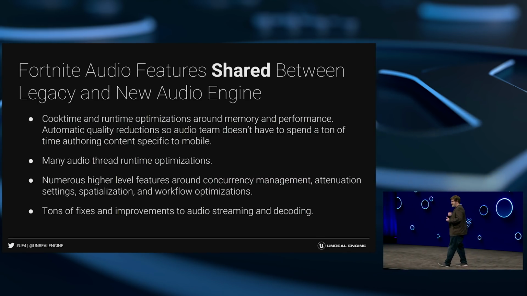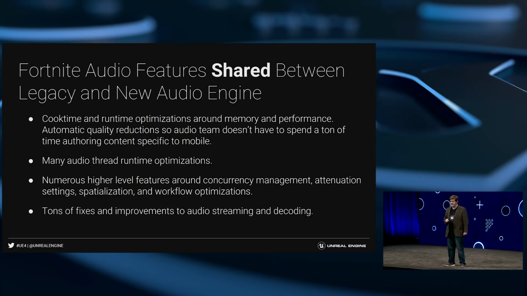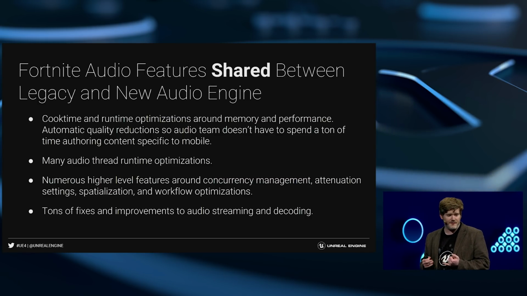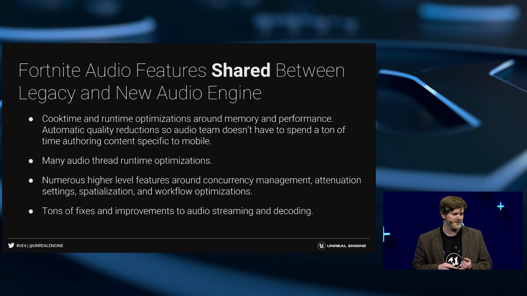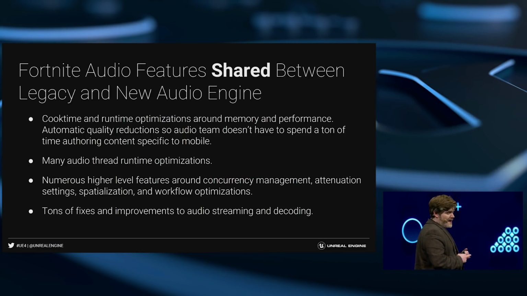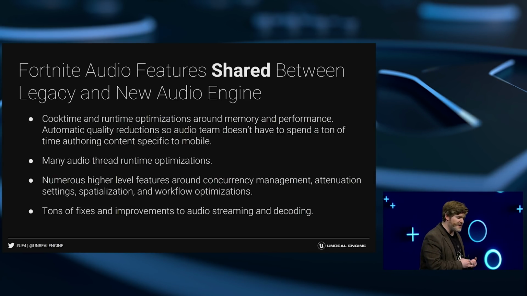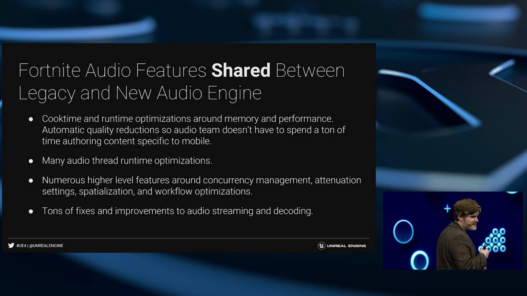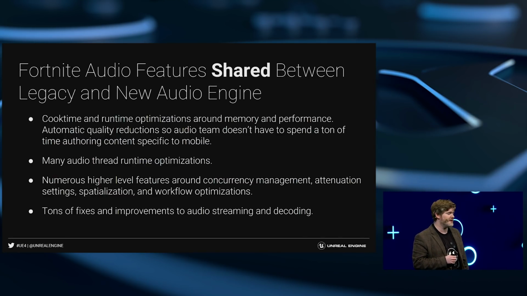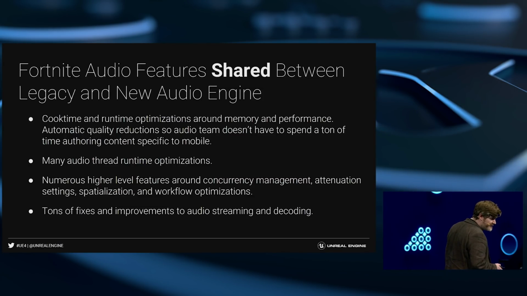These are features that we developed that will help both the new audio engine and legacy. We've done a ton of cook time and runtime optimizations around memory and performance. This is obviously a lot of the stuff around mobile launch. We did a bunch of audio thread optimizations just to improve CPU performance, and a ton of higher level features around concurrency management, attenuation settings, spatialization features, and generalized workflow optimizations. We've obviously done a ton of improvements around audio streaming and decoding. Audio streaming is obviously very important for memory efficiency in a game like Fortnite.